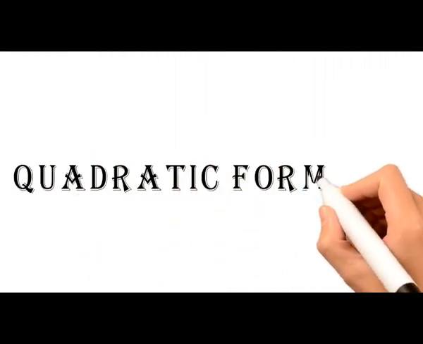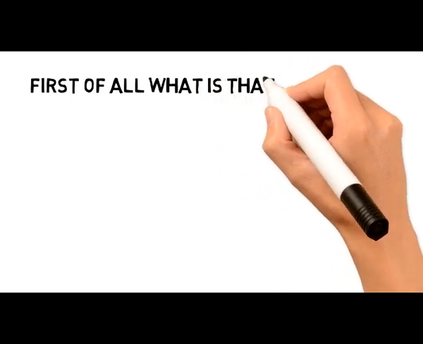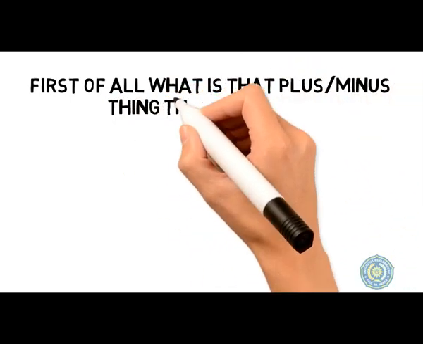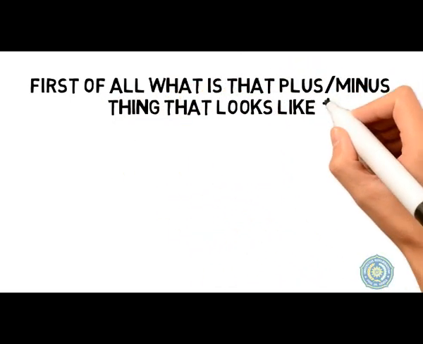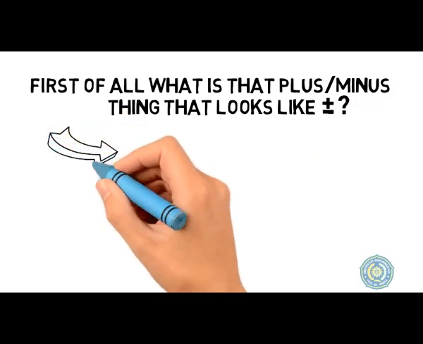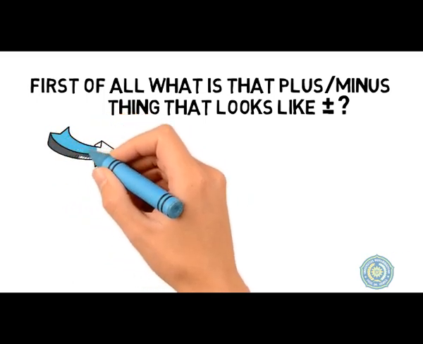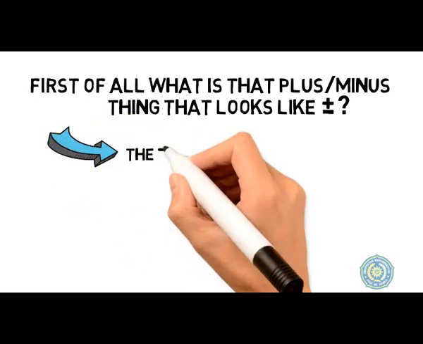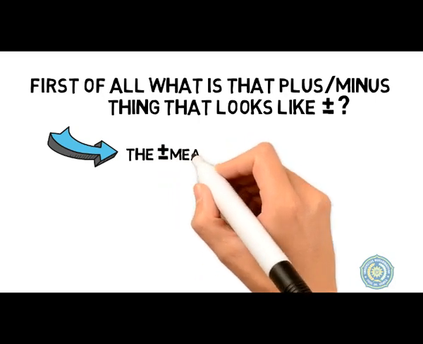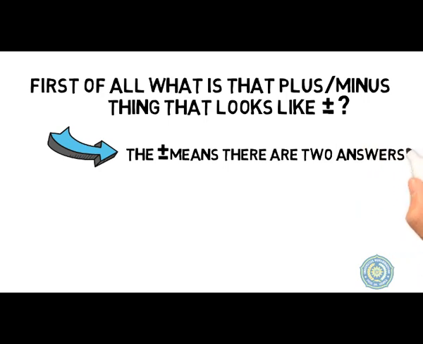Quadratic formula. First of all, what is that plus or minus thing that looks like plus minus? The plus minus means there are two answers.